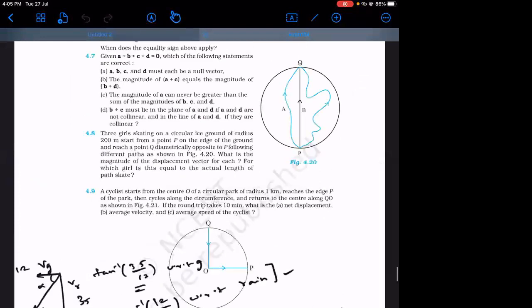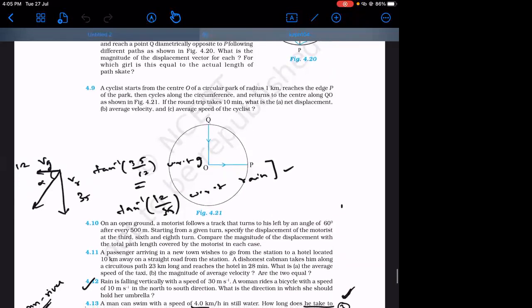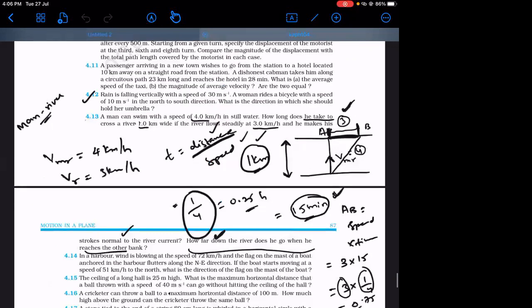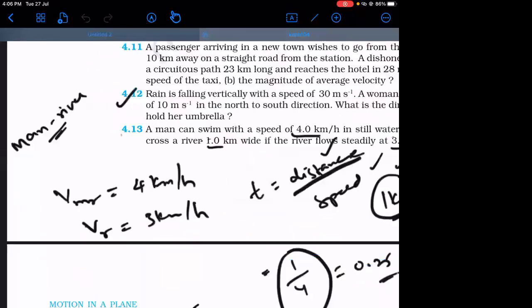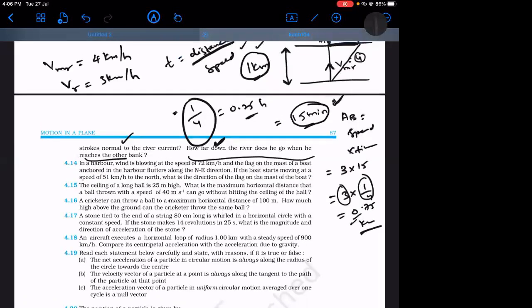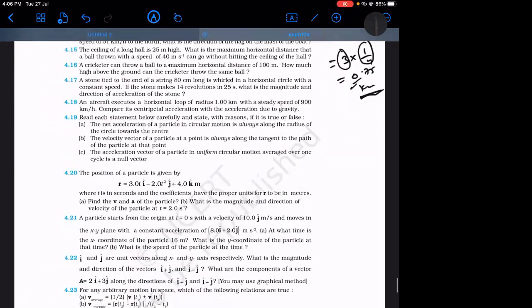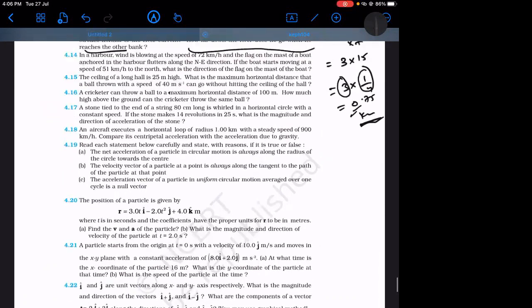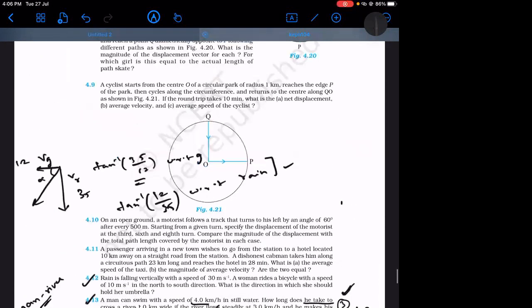Yeah. So there is a problem we were doing, 4.13, right? You guys remember this? Is there any doubt? I think I've completed this problem. That's what I needed to see here. We got the final answer as 0.75 kilometers. Is there any doubt that you guys have?